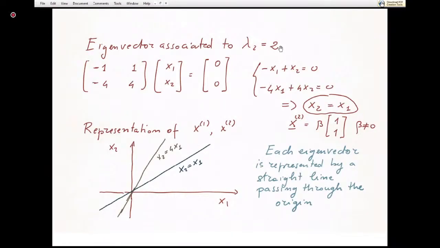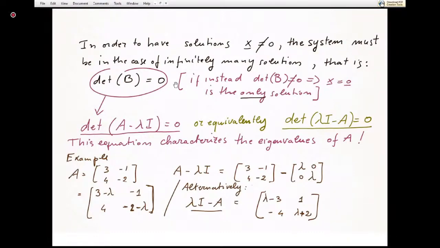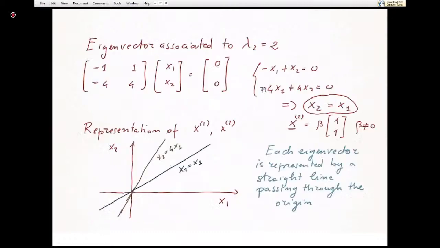The second eigenvalue is 2. Okay. Now, I do the same. I compute lambda identity minus A. But now lambda identity is lambda 2 identity, so it has 2 here, not minus 1, minus 1. I have to replace the new eigenvalue, 2, 2. I subtract A, and I obtain my matrix B. And my matrix B is this one. Minus 1, 1, minus 4, 4 times (x1, x2) equal to 0.